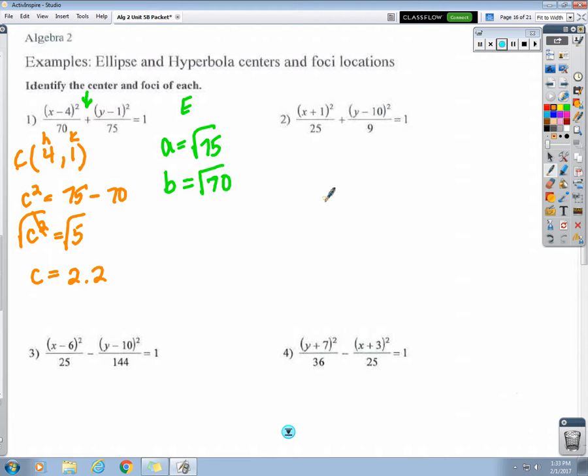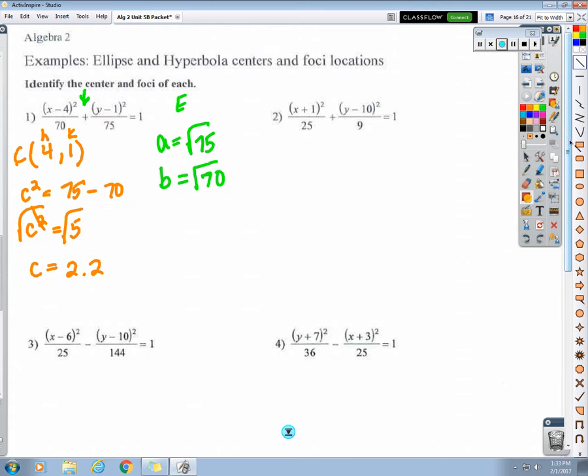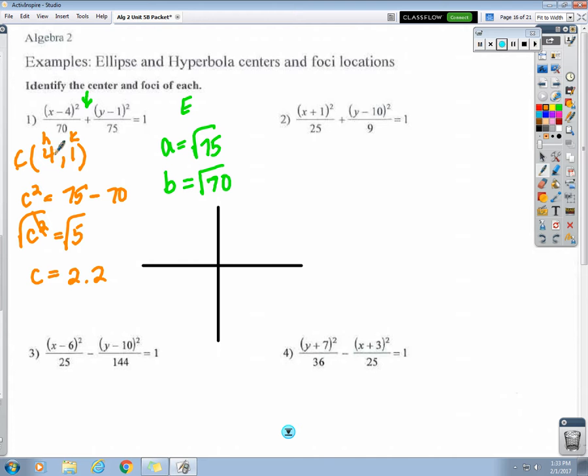Okay, you do not have to do this every time, but I'm just going to do it for the first few to help you understand why this is happening, okay? I'm just going to do a quick sketch. Nothing fancy. I'm going to plot my center at 4, 1, so right 4, up 1 is my center. And then, what kind of ellipse was this? Was this vertical or horizontal?